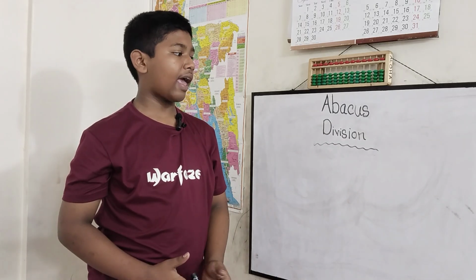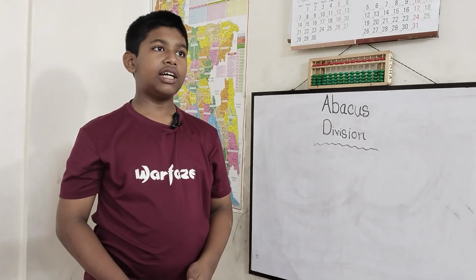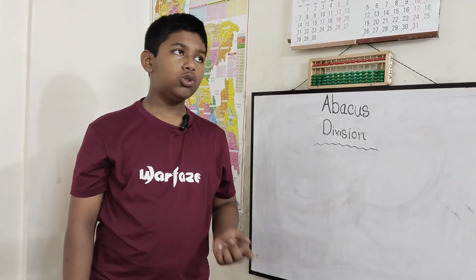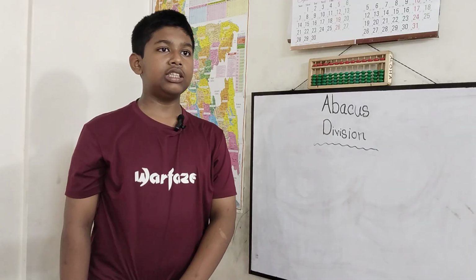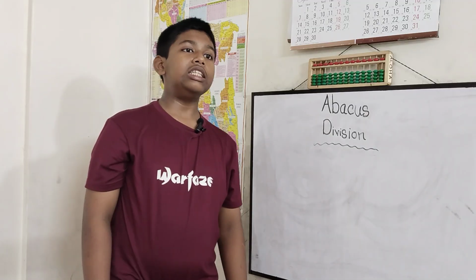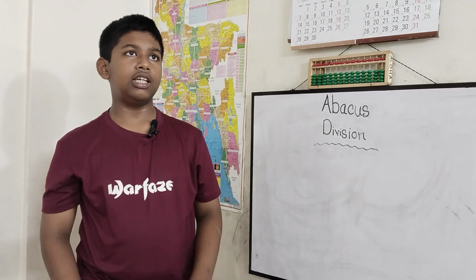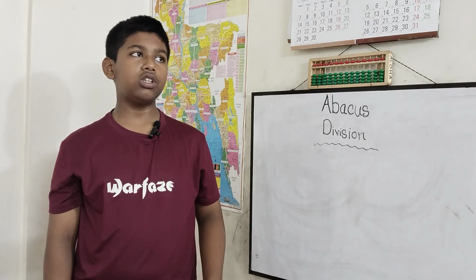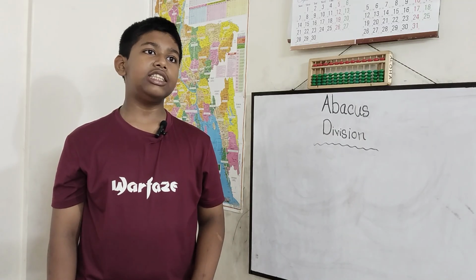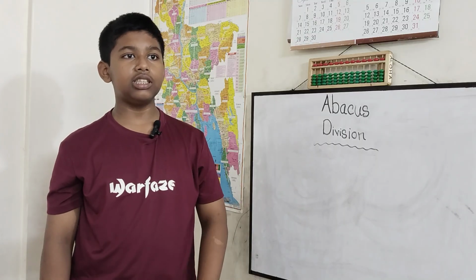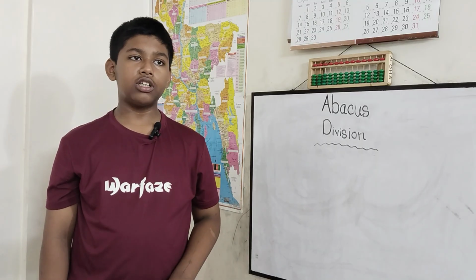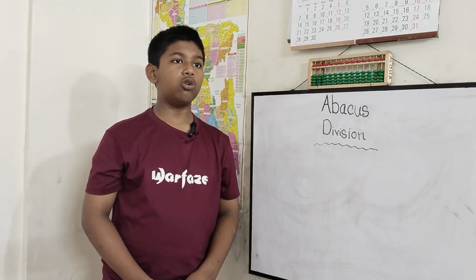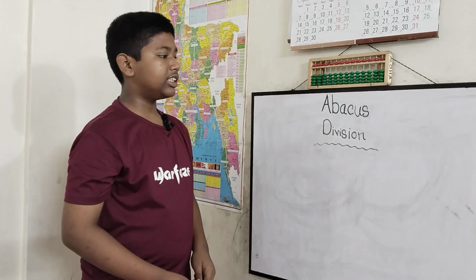Today we're going to talk about abacus division. We have learned about abacus multiplication, like 1-digit multiplication 1-digit, 2-digit multiplication 2-digit, 3-digit multiplication 1-digit, and even 4-digit multiplication 1-digit. There are even more multiplications like 4-digit multiplication 2-digit, 4-digit multiplication 3-digit, and even 3-digit multiplication 3-digit. That is up for future videos. Hopefully we'll do it later, but now specifically we're going to do abacus division.